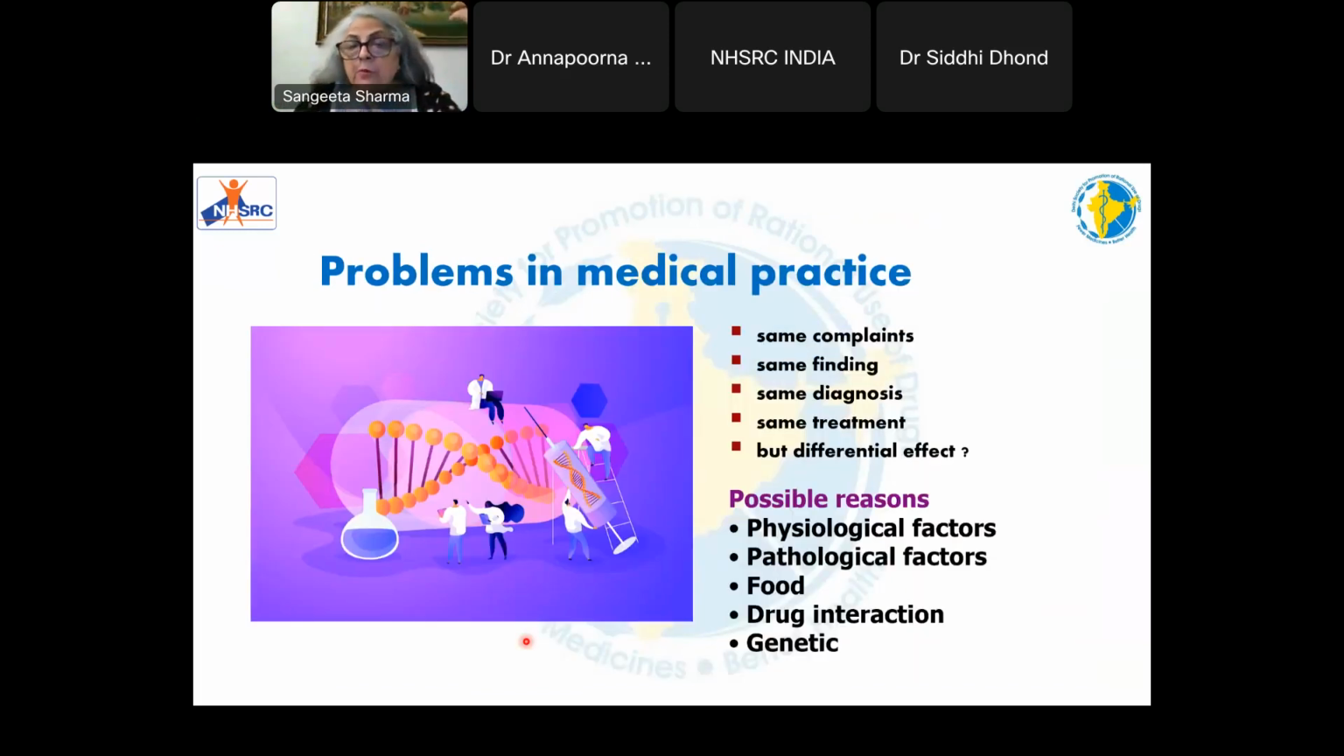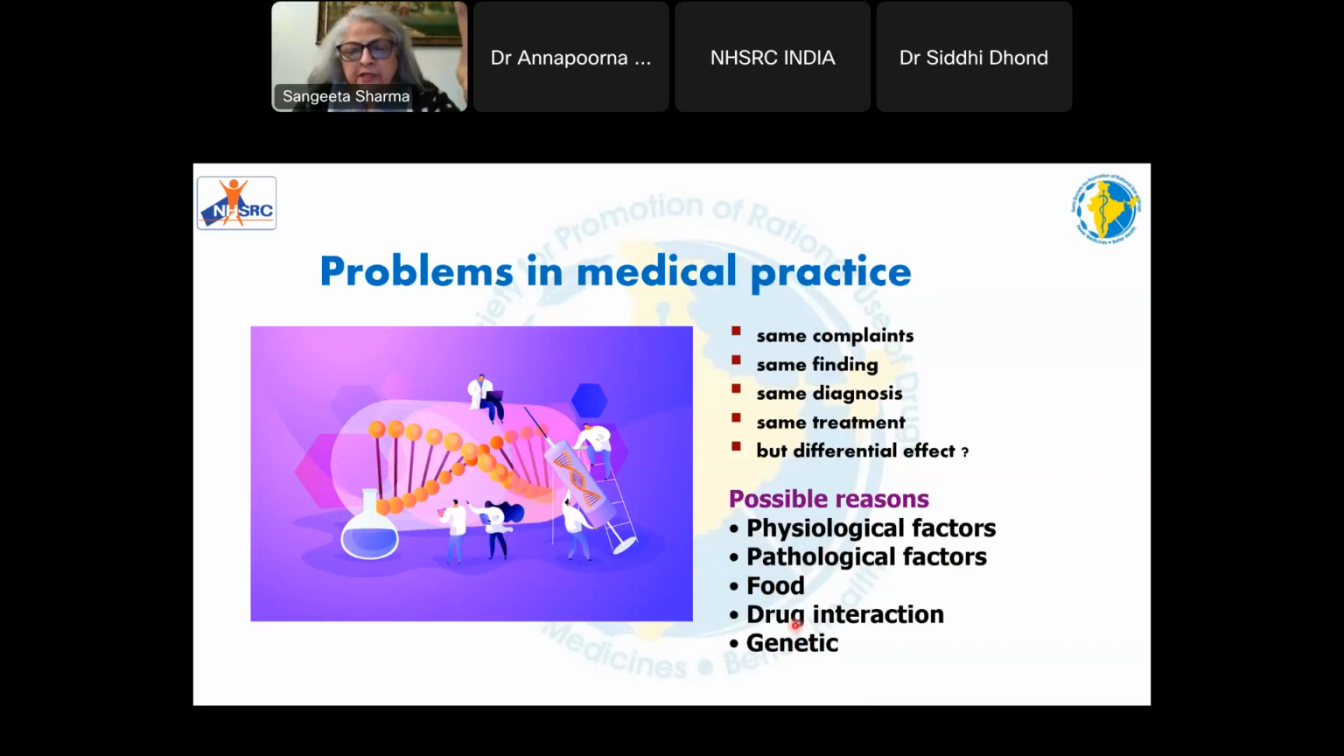So the problem, as I said in the beginning, the greatest problem with us in medical practice is that patients with the same complaint, finding, diagnosis, treatment, but the effect is differential. This could be because of physiological factors, pathological factors, food, drug interaction, and the genetics.